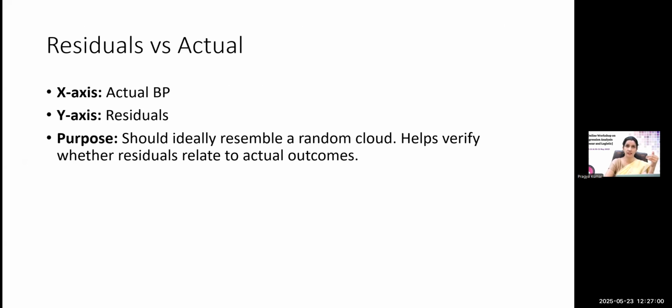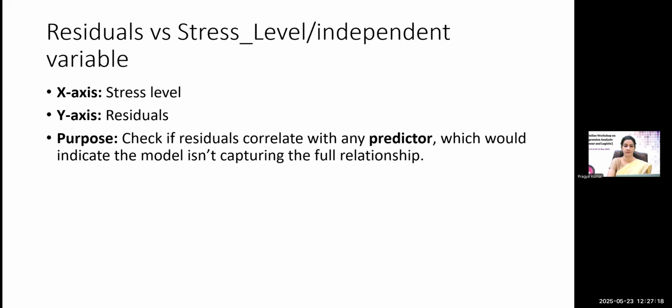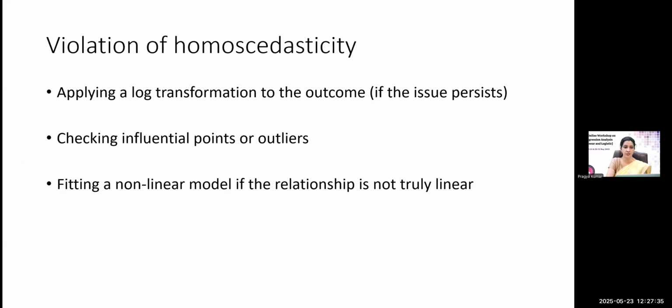Then the second residual plot has the actual blood pressure on the x-axis and the residual on the y-axis. Again, it should ideally resemble a random cloud, because I said that it should not make any pattern. And then the other two are with the independent variables, stress level and age. So it checks whether the residual correlates with any predictor. And again, it will tell you regarding the relationship.